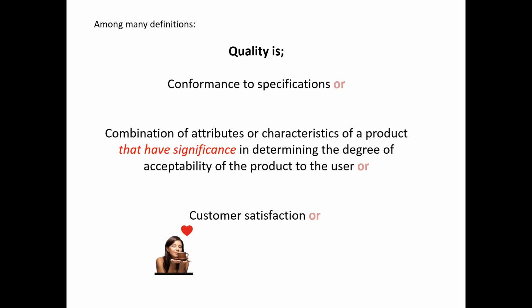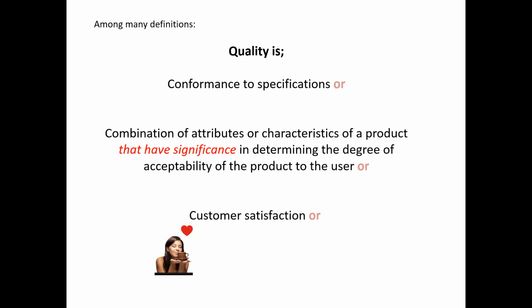The second one is a combination of attributes or characteristics of a product that have significance in determining the degree of acceptability. So it is about the product having characteristics. When we combine, say, the crunchiness of peanuts with the oiliness that gives rise to flavors, you combine that with the color, the golden yellow color of the nuts. So all of this combination of attributes gives significance that makes the product acceptable to the user.